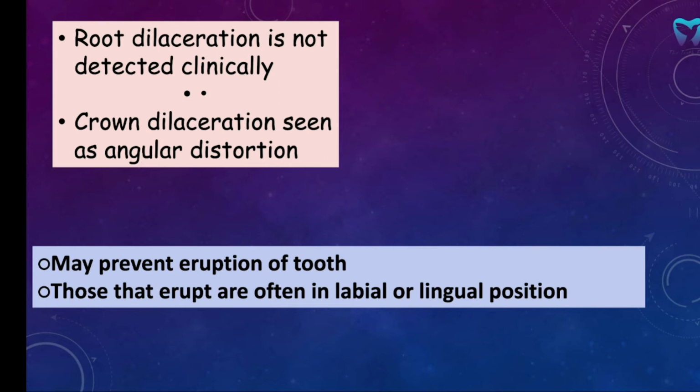Root dilaceration does not affect eruption and tooth function, but crown dilaceration can prevent the eruption of the tooth. Also, when the tooth erupts, it comes in either a labial or lingual position, so it hinders or alters the tooth function.